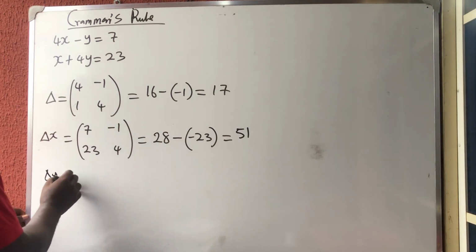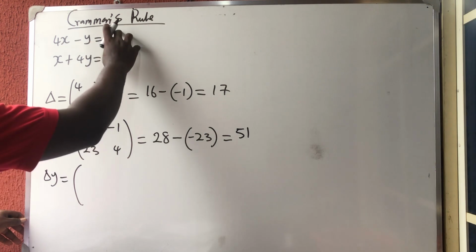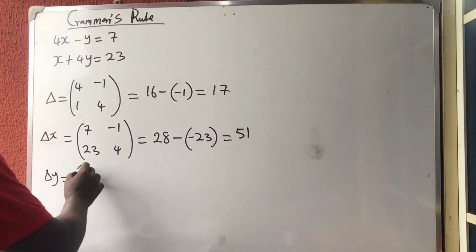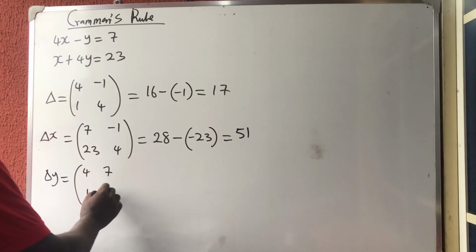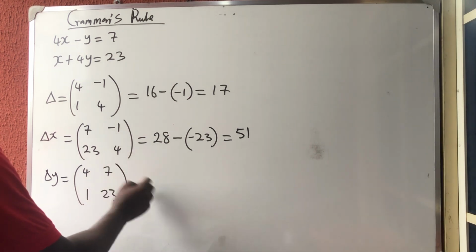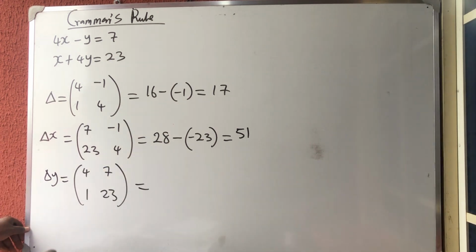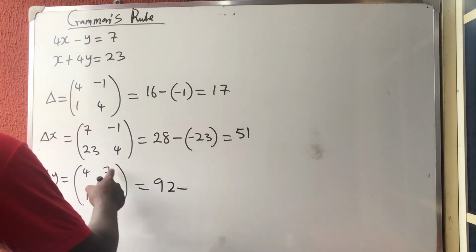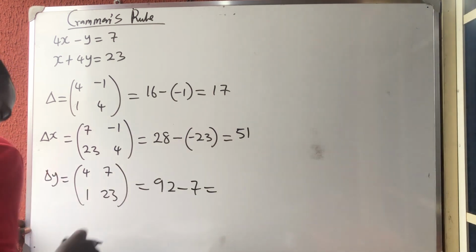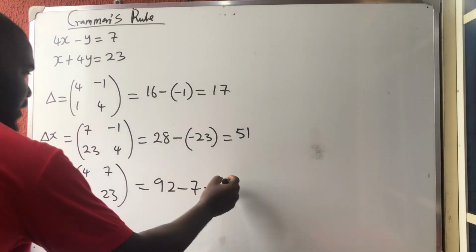So the last is what? Change in y. Change in y: use the equality sign to replace y. So write your x first, 4 and 1. Instead of writing y, replace it with the equality side, which is 7 and 23. So get the determinant, left, right? This time this, 23 times 4, I'm having 92 minus, this time this, 7. And 92 minus 7 is giving me 85.